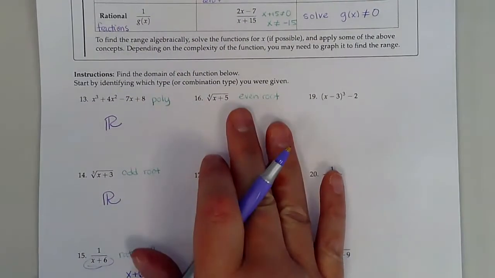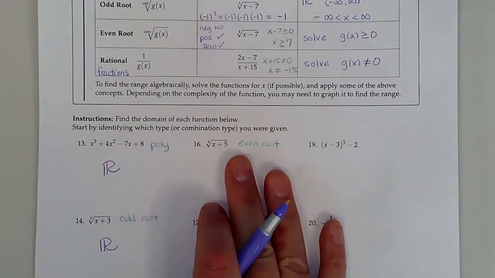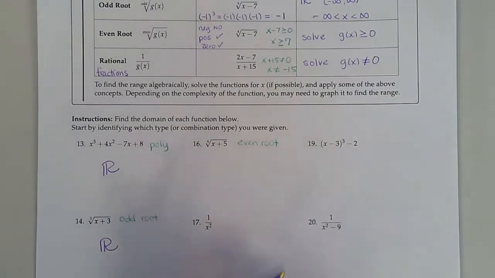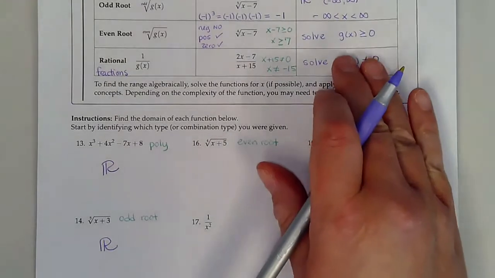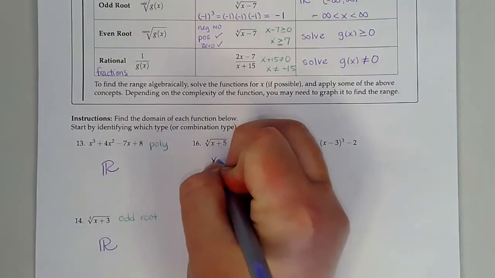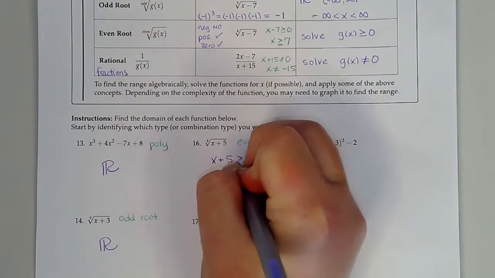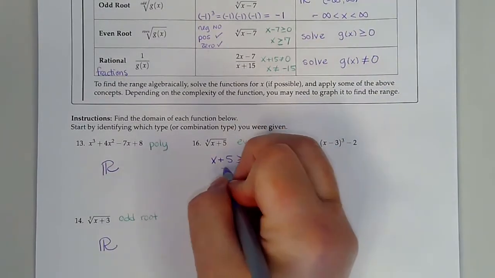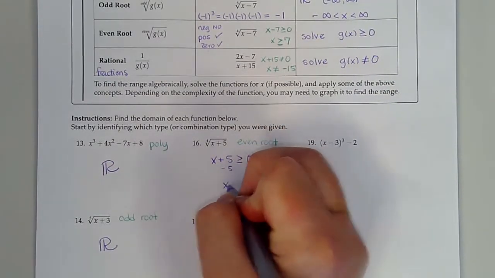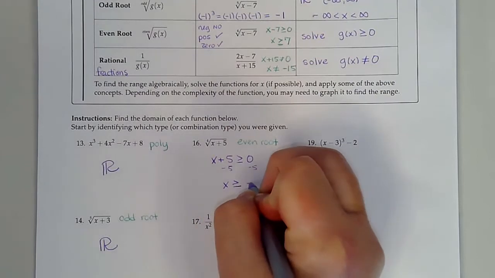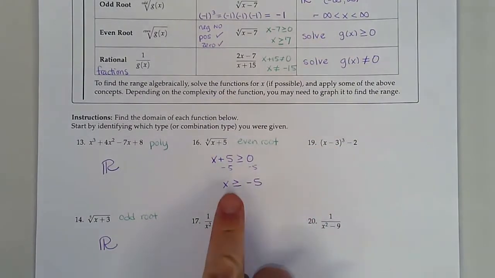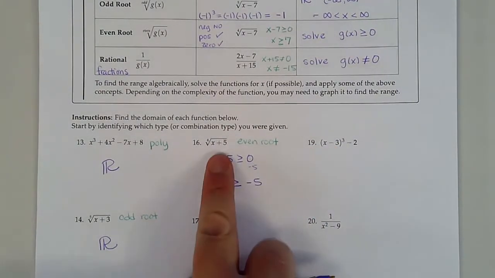All right, and then we have this even root. And the thing with even roots is whatever's under here has to be greater than or equal to 0. That's what we have here. So I'll take x plus 5. I'll set it greater than or equal to 0. I can subtract 5 from both sides. And what I get is x is greater than or equal to -5. So that would be the domain for this function.